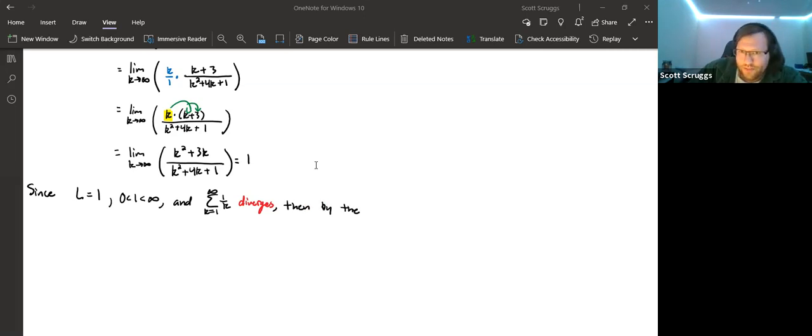Then what we can conclude is by the limit comparison test, my original series will also diverge. So my original series, the sum of k plus 3 over k squared plus 4k plus 1, diverges as well.